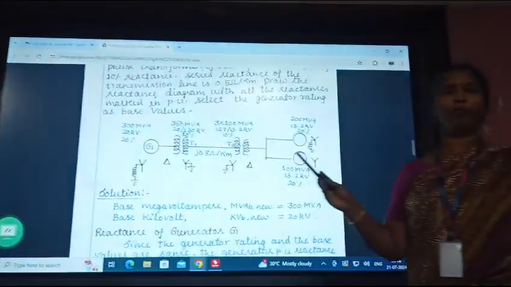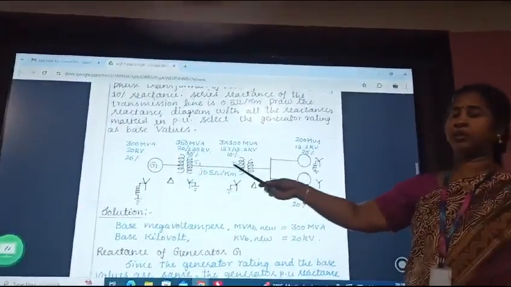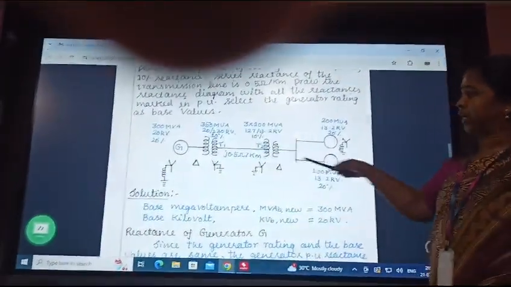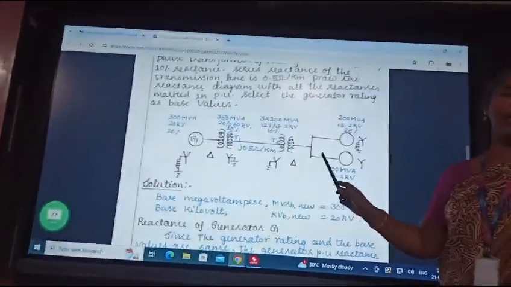So we'll see one of the problems in the per unit reactance diagram. We have to draw a per unit reactance diagram for this given single line diagram.